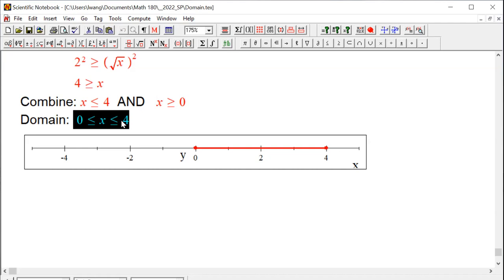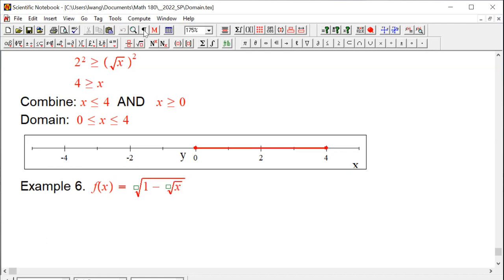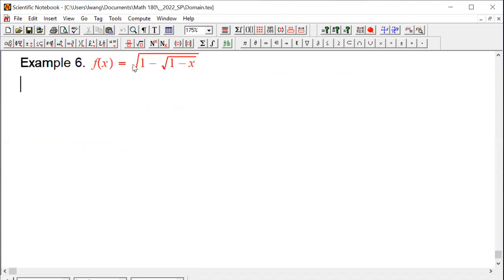I will do number 10 for you because it has a little more complexity. It's very similar. So example number 6, and we have a function. Well, this actually is from your calculus textbook. So 1 minus square root of 1 minus x. We have 2 layers. So the setup is very similar to what we did earlier. It's just solving the inequality part. So setup is absolutely important.